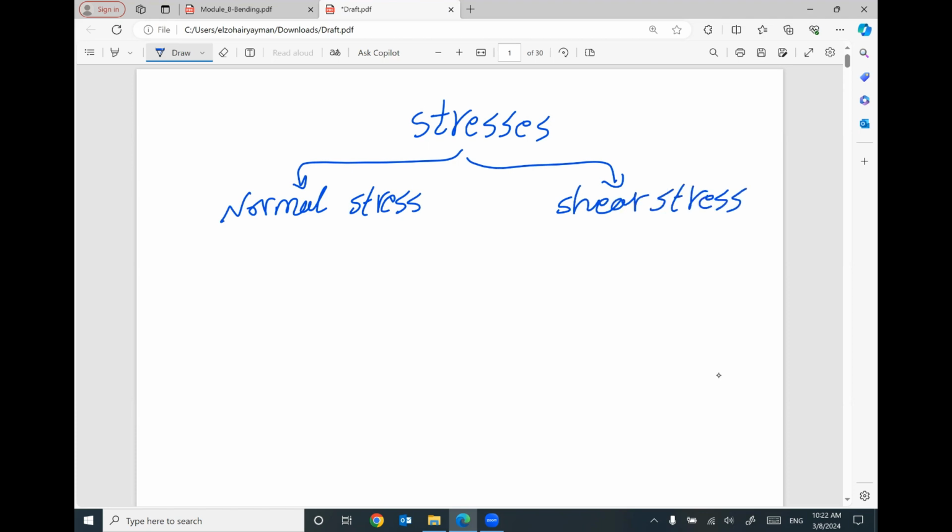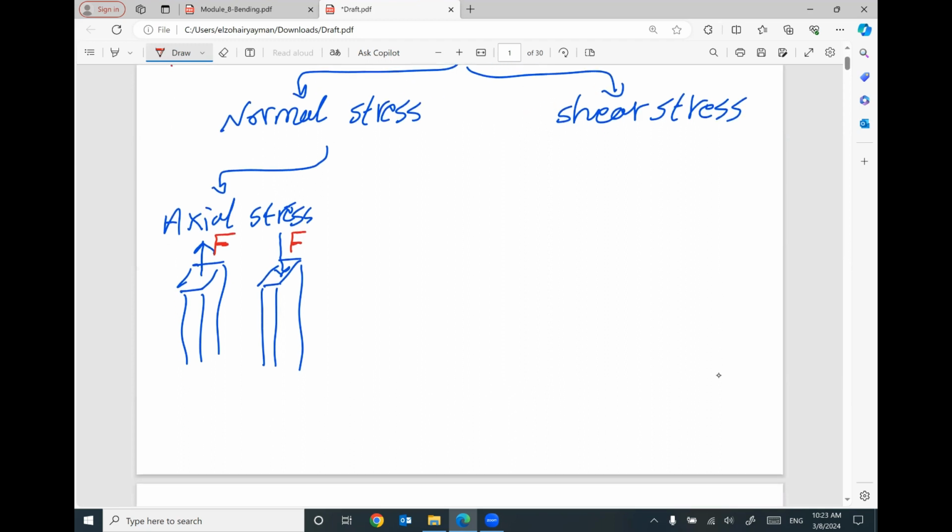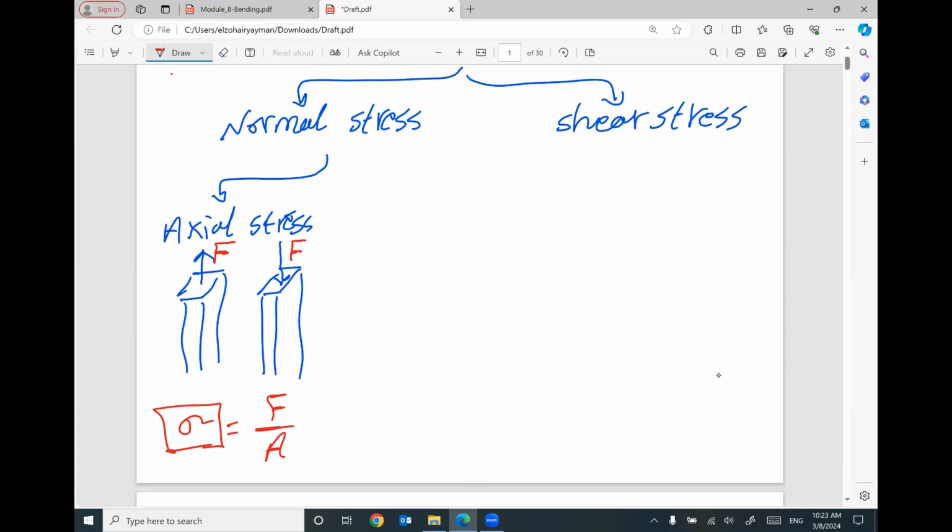What we covered so far for the normal stress, we covered the case of axial stress. What do you mean by axial stress? We have a member under the effect of axial compression or axial tension. If you remember from the previous videos, if we have a force F axially applied to the member, it can be tension, it can be compression. The normal stress equals this force divided by area. And in this case, this stress is called axial stress, but actually it's normal stress, perpendicular to the cross section. The induced stress will be perpendicular to the cross section.